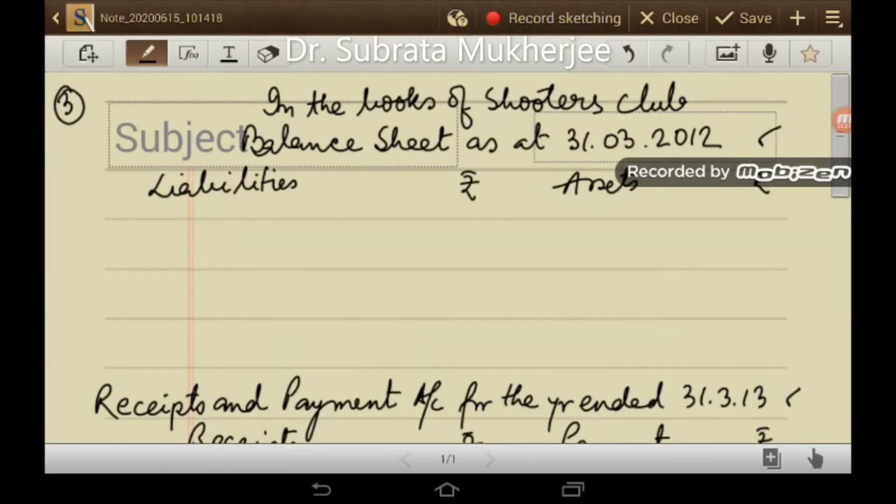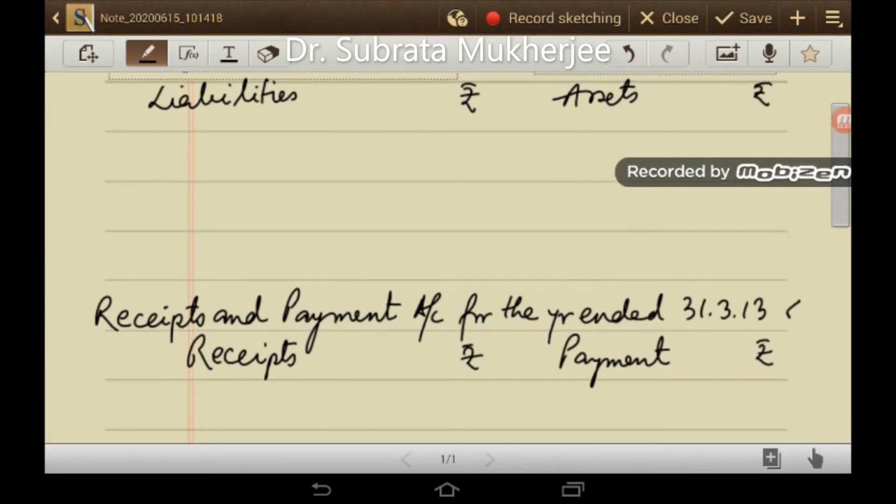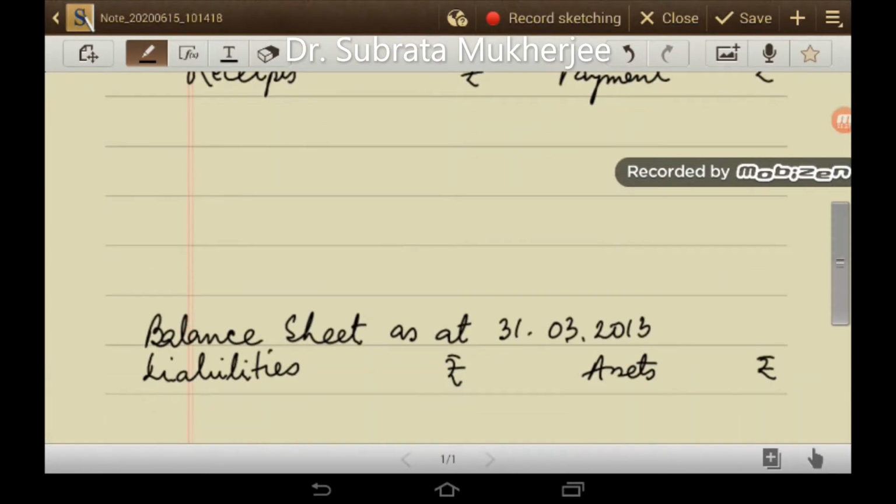In this question, the income and expenditure account has been given. So we have to prepare the receipt and payment account and the closing balance sheet. But for the purpose of reconciliation, I have prepared the opening balance sheet as on 31st March 2012, then the receipt and payment account for the year ended 31st March 2013, and the closing balance sheet, that is the balance sheet as on 31st March 2013.